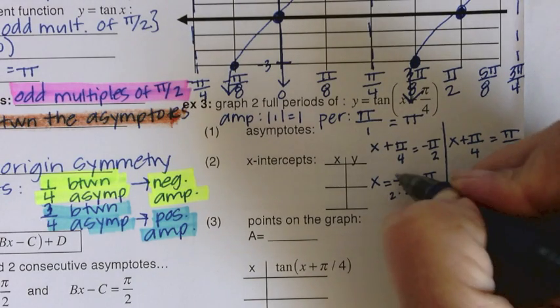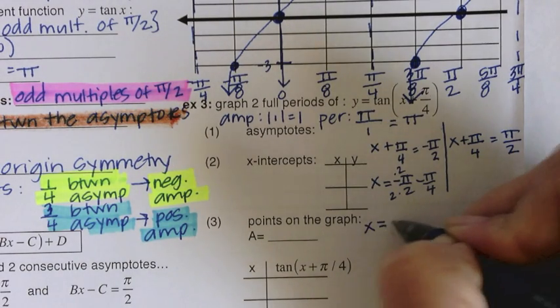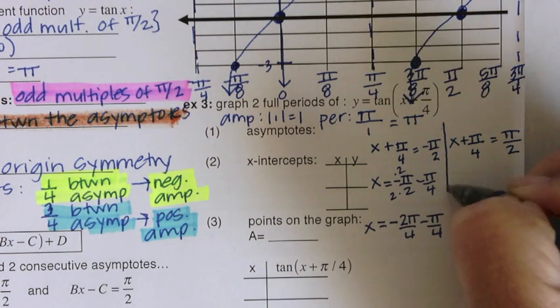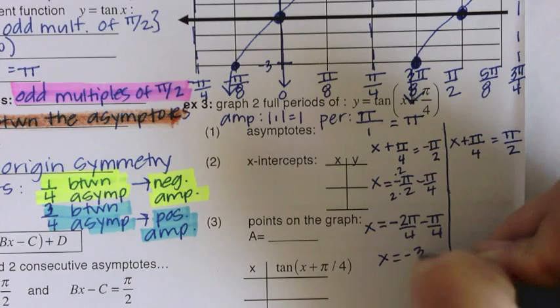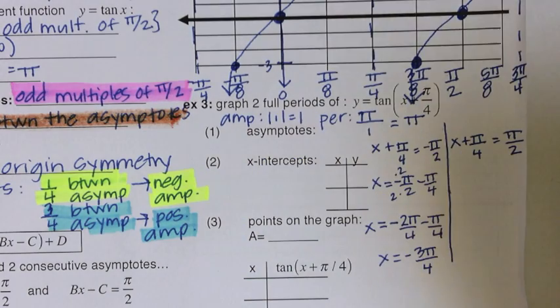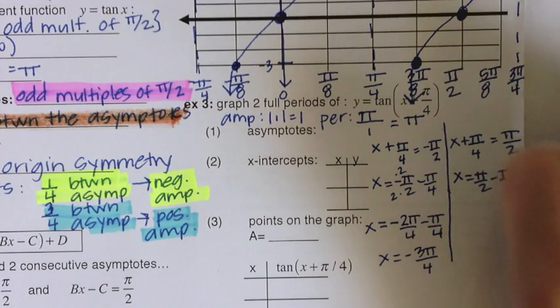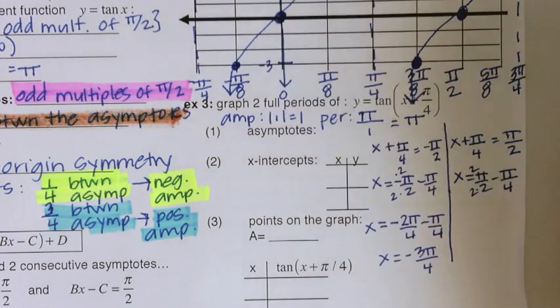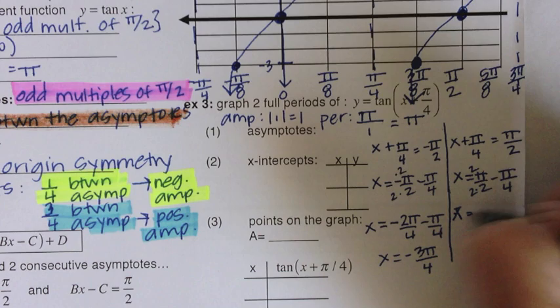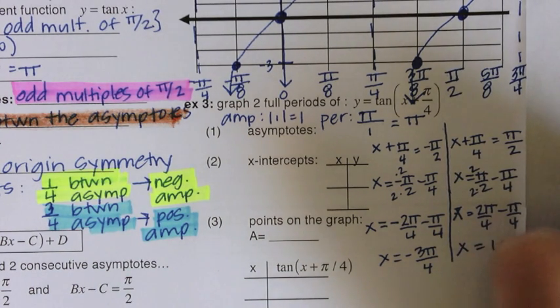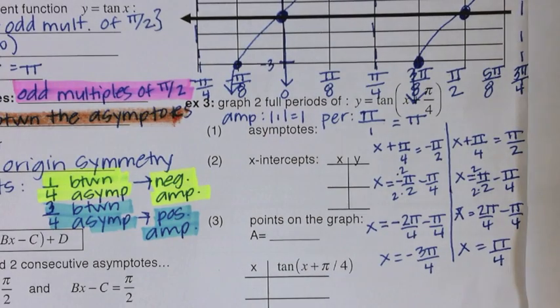So this is going to be times 2 and times 2, so I get negative 2 pi over 4 minus pi over 4, which means it's at negative 3 pi over 4. Again, this does not automatically mean that this is at pi over 4, okay? So I have to do the math. So pi over 2 minus pi over 4, which gives me 2 pi over 4 minus pi over 4, which is just 1 pi over 4. Okay, so there's my two asymptotes.